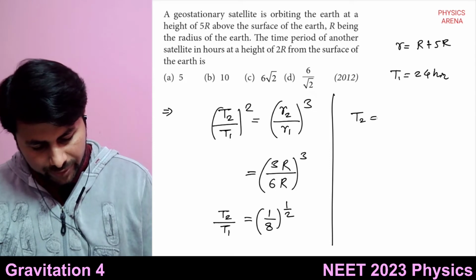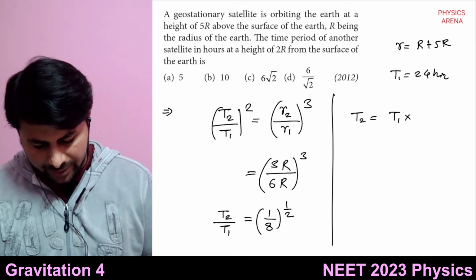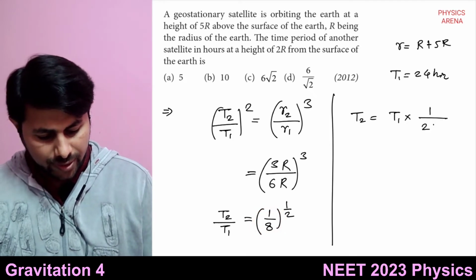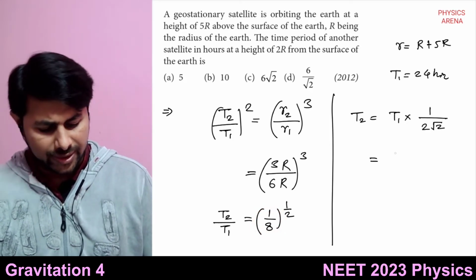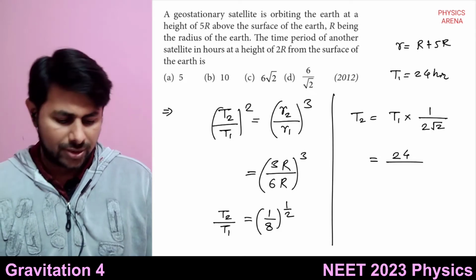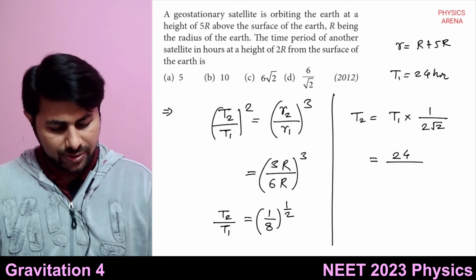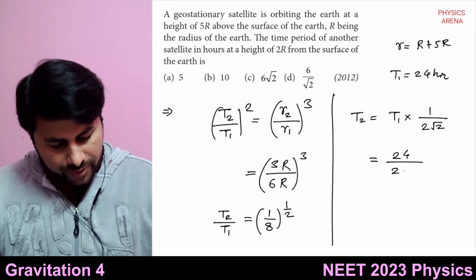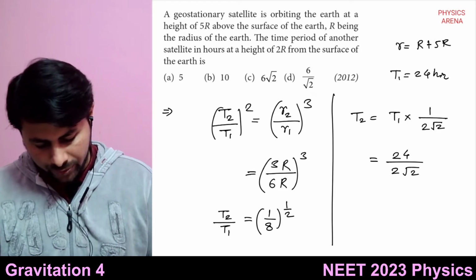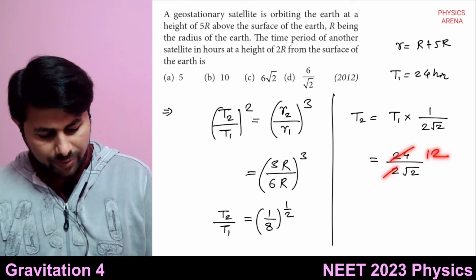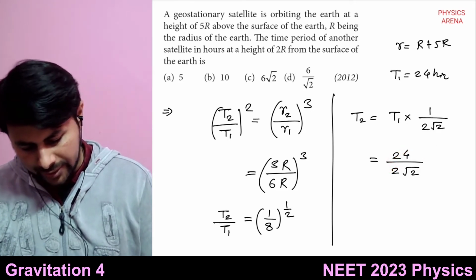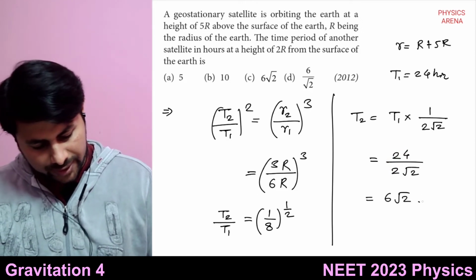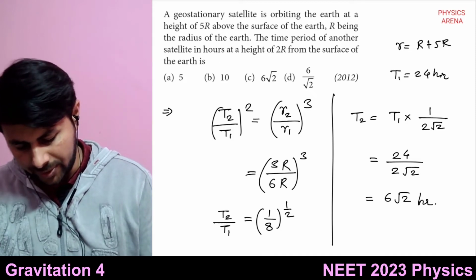And therefore T2 is equal to what? T1 multiplied by the square root of this thing. So the square root of 1 by 8 is 1 upon 2 root 2, and T1 is 24 hours. Okay, so they have just changed the values, but it is the same question. So 24 upon 2 root 2. 24 upon 2 is 12. 12 upon root 2 is 6 root 2. Right, 6 root 2 hours. So option C is the answer.